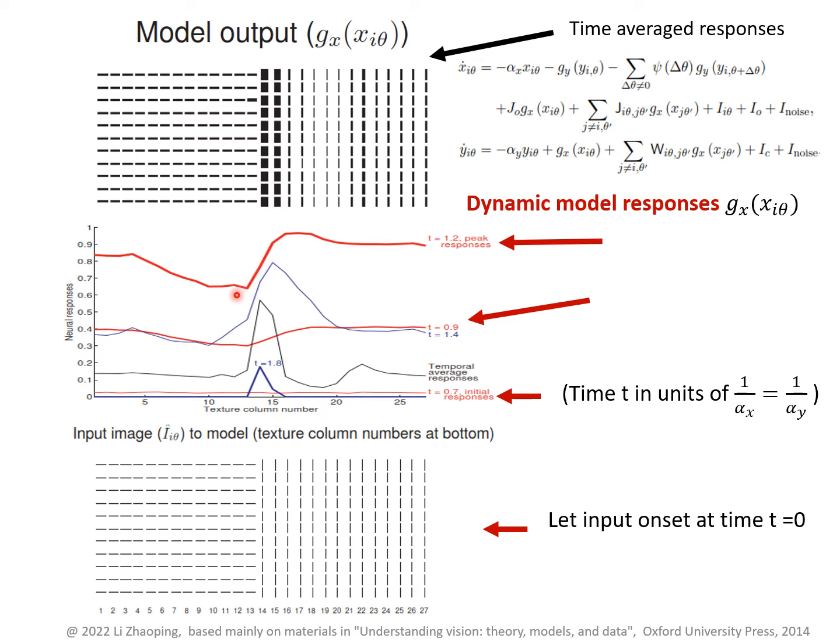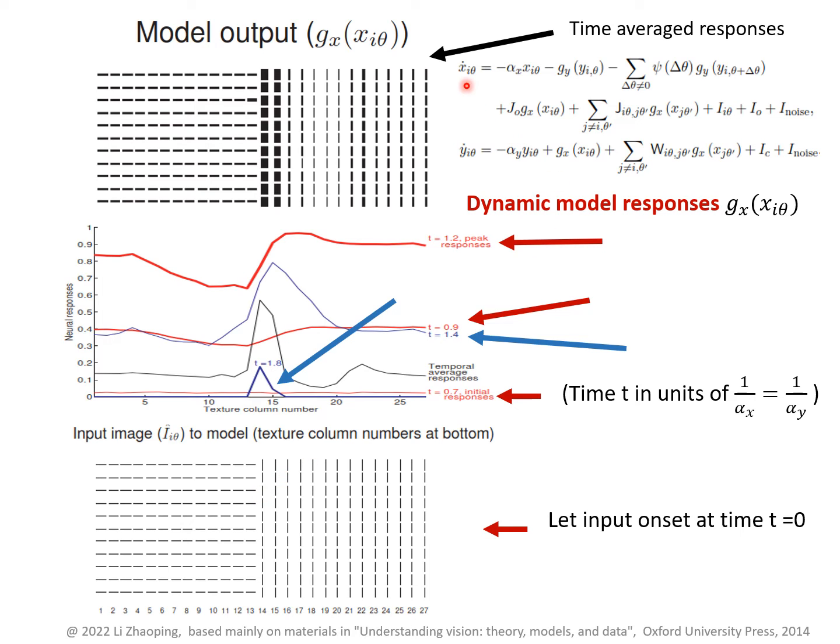Strongest suppressions are in this column. At time t equal to 1.4, suppressions are stronger across columns. The suppression is weakest in these columns near the border. By time t equal to 1.8, most columns are completely suppressed except for columns near the border.